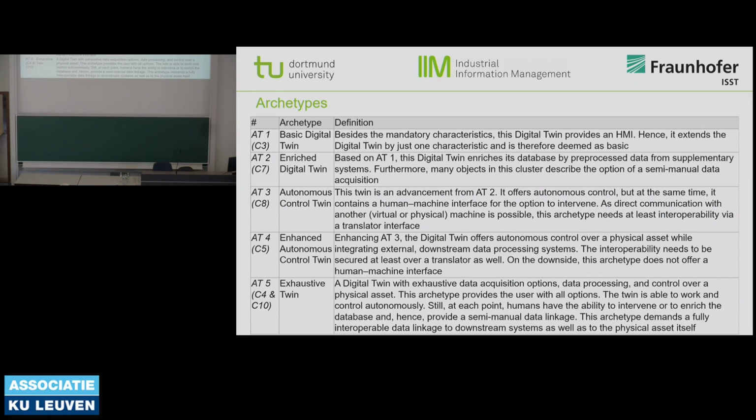And the last archetype is the exhaustive twin, so it has all the potential design characteristics, and it's a solution which can be applied at many use cases, but at the same time it is very complex and very costly to achieve this level of a digital twin. So in general, as we have asked in our evaluation interviews and in talks with other industrial experts, it is not necessary to achieve archetype 5 if your use case does not request it, because maybe you can do whatever you want with archetype 3 and then you should use it because it's cheaper to get.